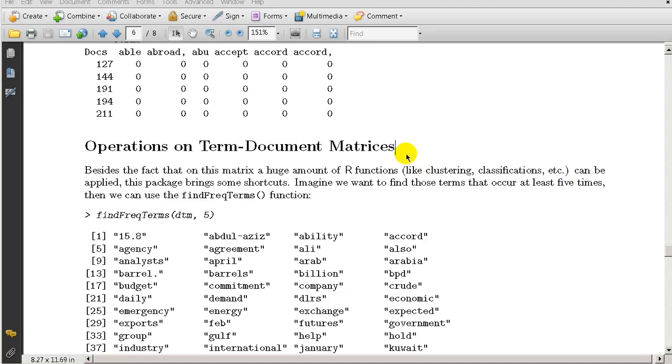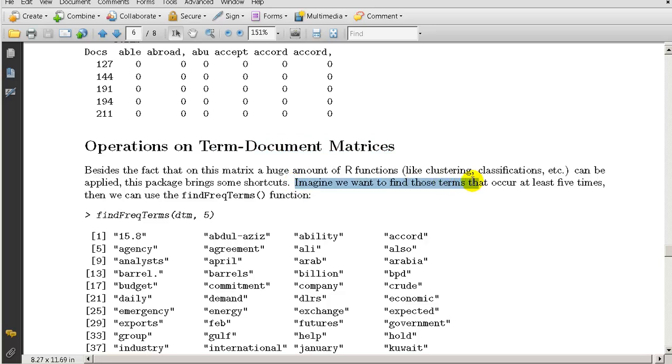Okay, so in the last video we created the term document matrix. Besides the fact that you can use lots of R functions on this matrix because it's just a matrix, including special ones we might be interested in, like clustering functions and classification functions, which are important in data mining, this package also brings some shortcuts. They wrote some nice functions into the package to make certain things you would want to do with these term document matrices easy.